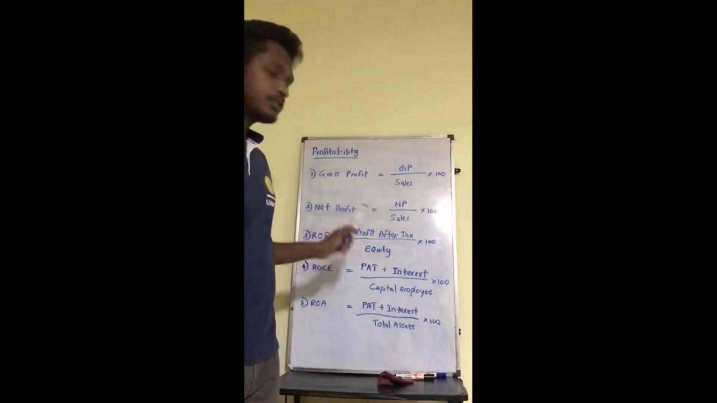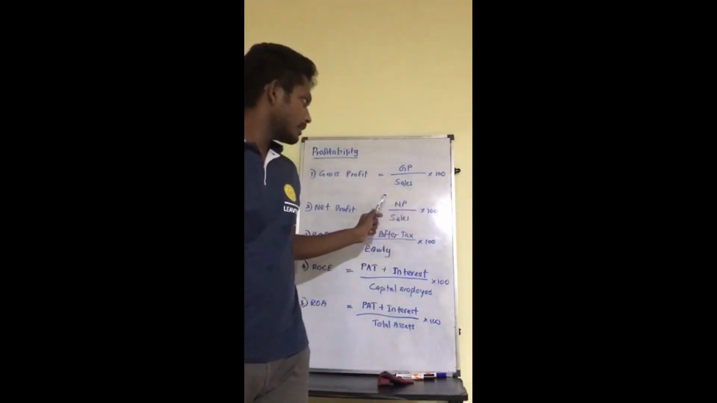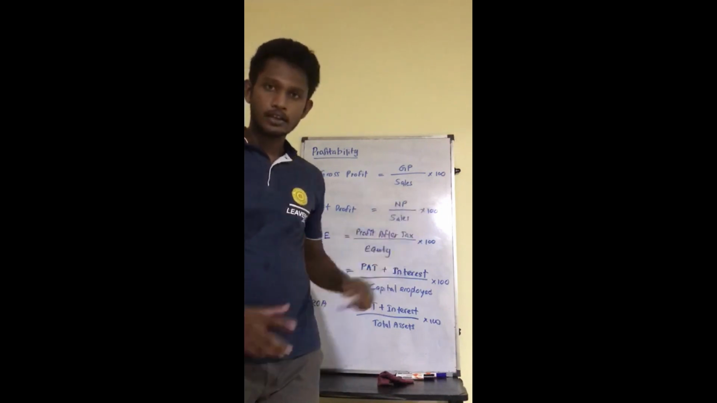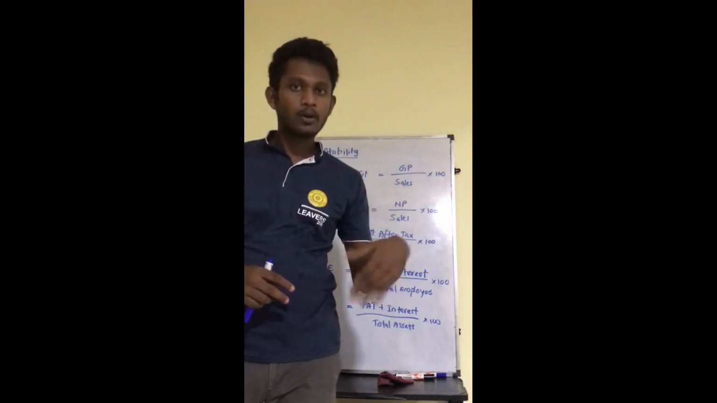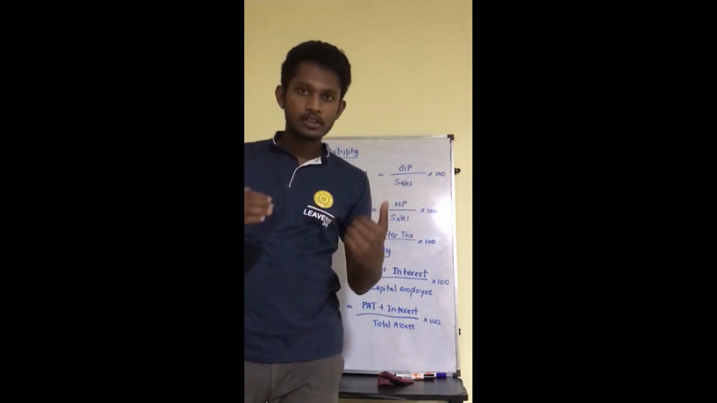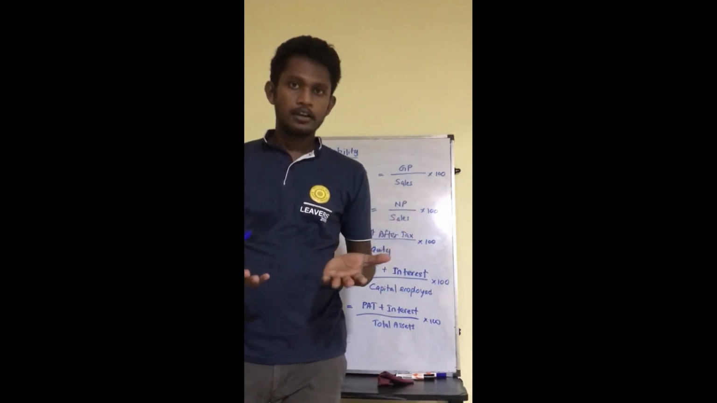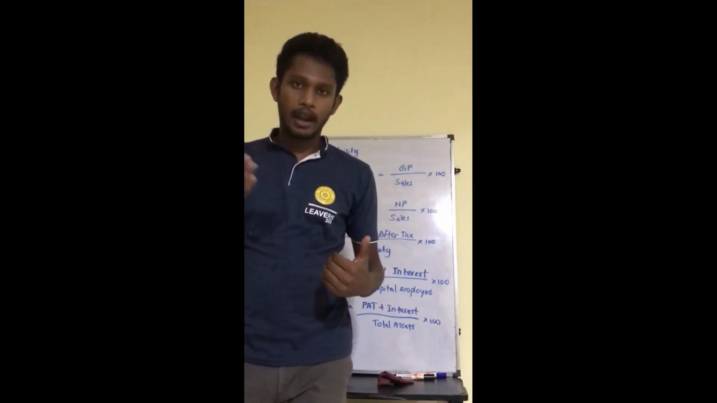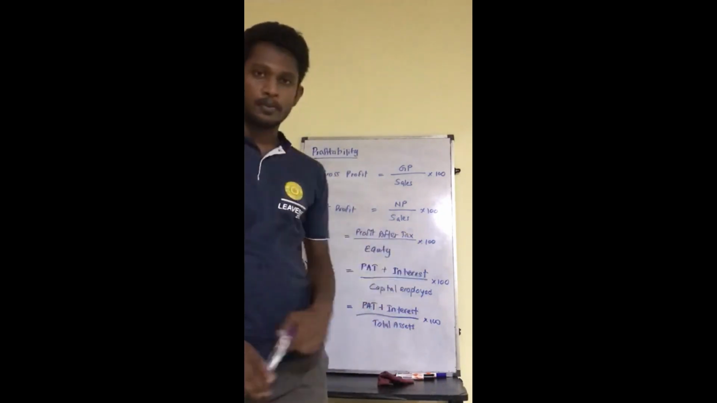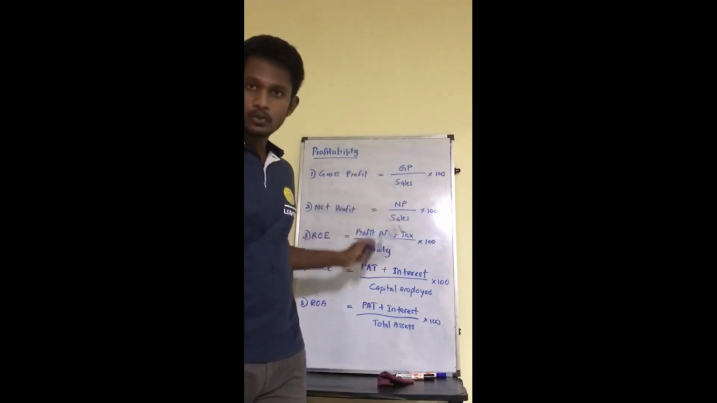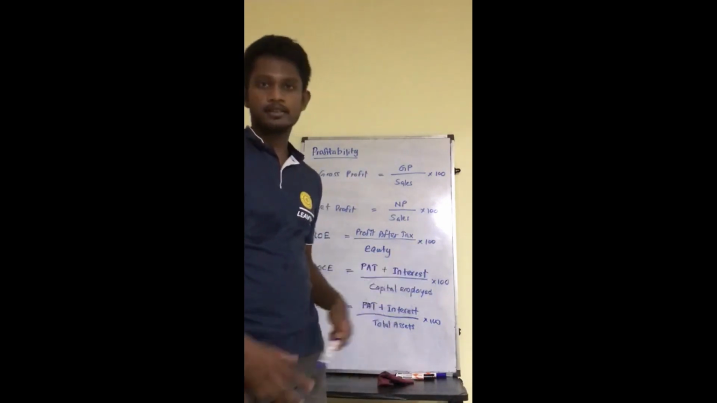And the second ratio is net profit. It can be calculated using net profit divided by sales into 100. By calculating net profitability, you can compare whether your company's net profit is much lower or higher than other companies. If it is lower, you can decide to reduce costs like advertising expenses and entertainment expenses. Those decisions you can take by analyzing the net profitability. Those two ratios will be tested very frequently at the examination.